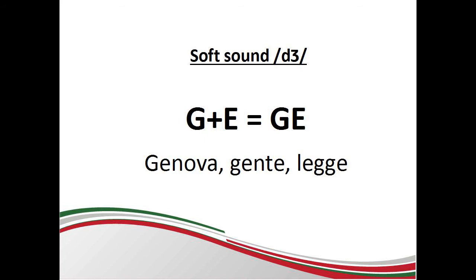If the letter G is before vowels like E and I, the G has a soft sound and is spelled J. For example, G before E is spelled J. Genova, gente, legge.